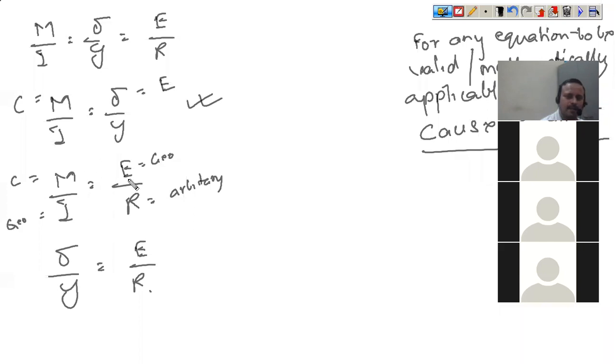So if you see here, this equation does not have any effect parameter. There is nothing which shows the effect of these bending stresses. All these are virtually constants. This is a constant, this is a constant, sorry, this is written as geometrical, this is a material property.